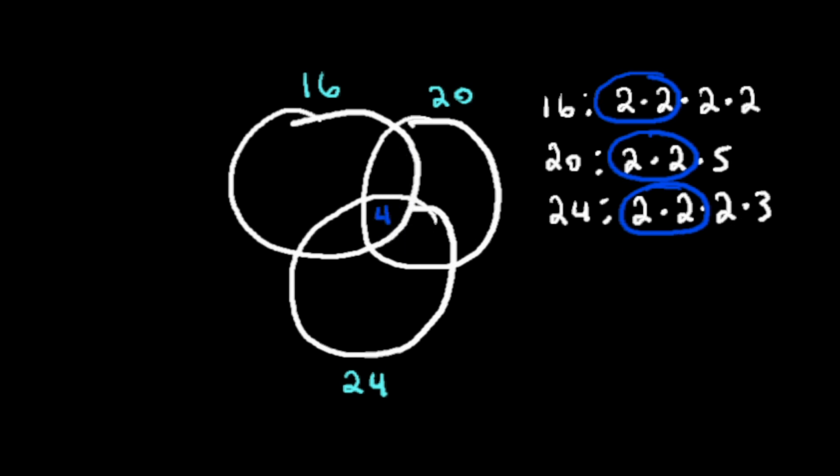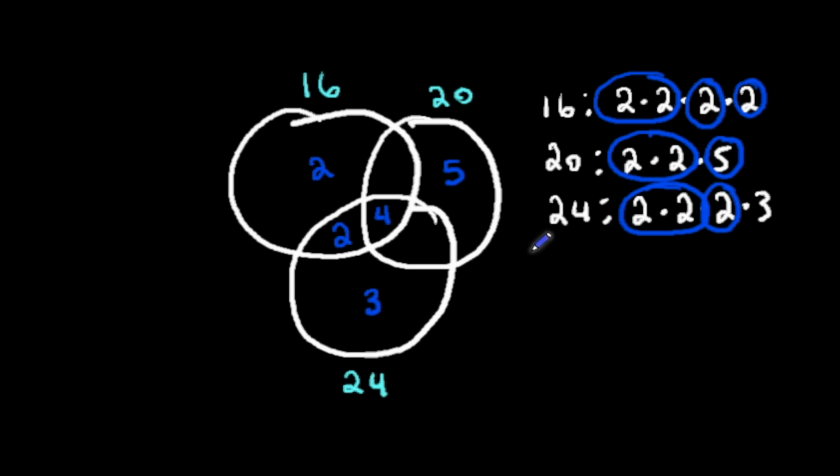If you have numbers in the center like this, that's your greatest common factor. Now let's move on so we can find the least common multiple. We have a 2 in common here: 16 and 24 share a 2, so we'll place the 2 right here. Now 16 has a 2 left over, 20 has a 5, and 24 has a 3.